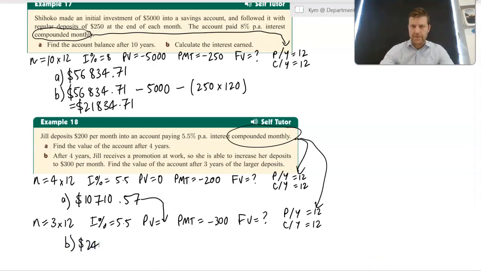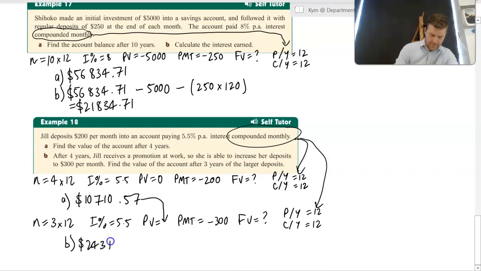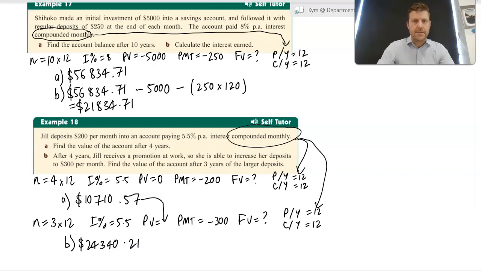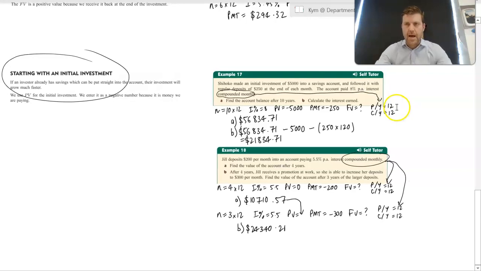So let's get that up again. $24,340.21. So that's it, guys. That's how you calculate those future value annuities using your graphics calculator.